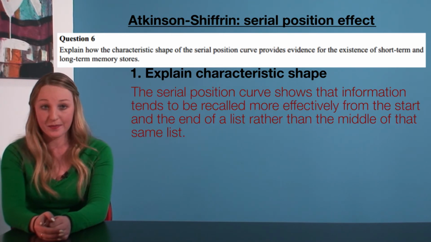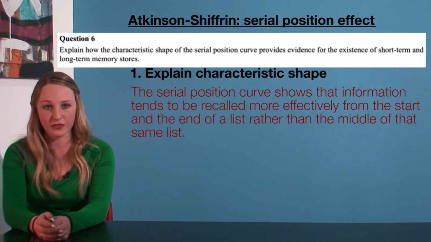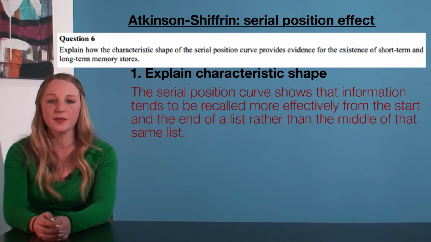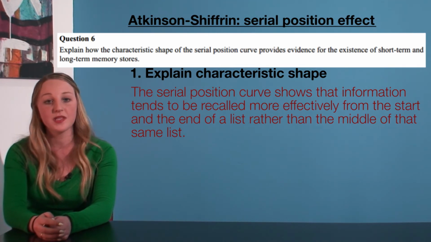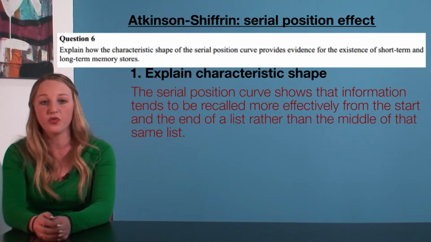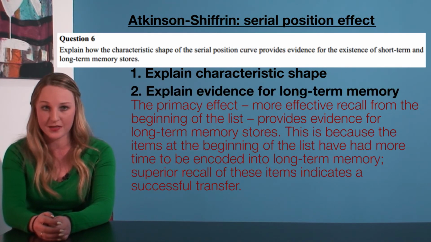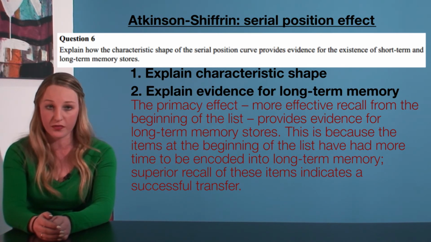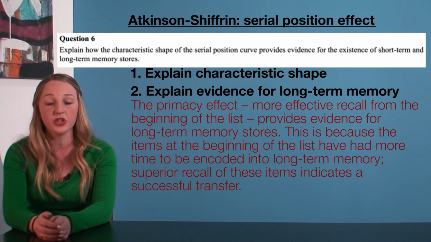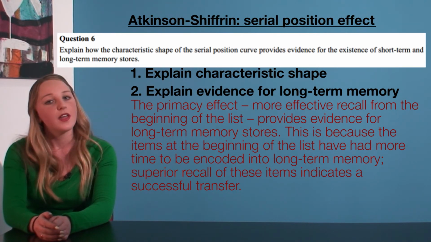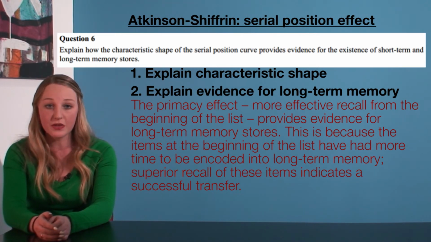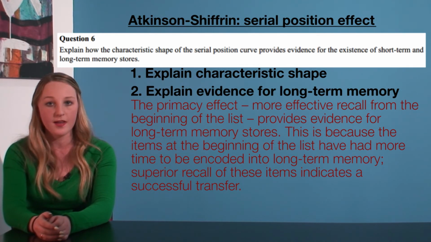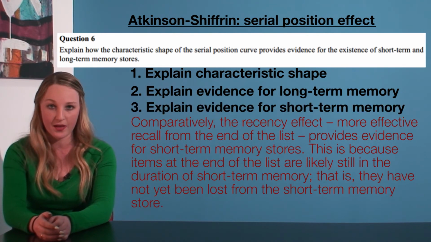We could say, the serial position curve shows that information tends to be recalled more effectively from the start and the end of a list, rather than the middle of that same list. The primacy effect, more effective recall from the beginning of the list, provides evidence for long-term memory stores. This is because the items at the beginning of the list have had more time to be encoded into long-term memory. Superior recall of these items indicates a successful transfer.